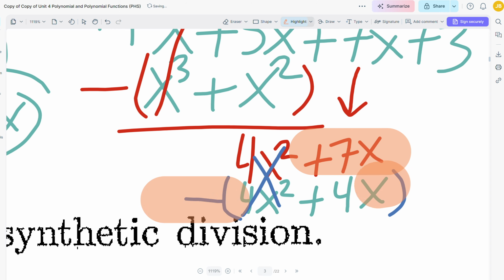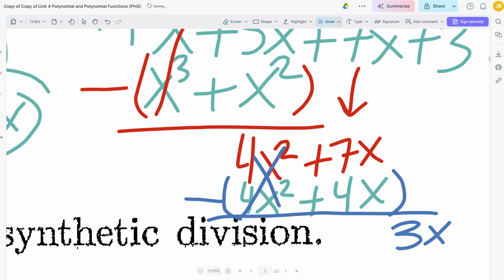7x minus 4x. That's just 7 minus 4, which is 3x. So we get 3x. I'm going to carry down my last term, which is a positive 3.